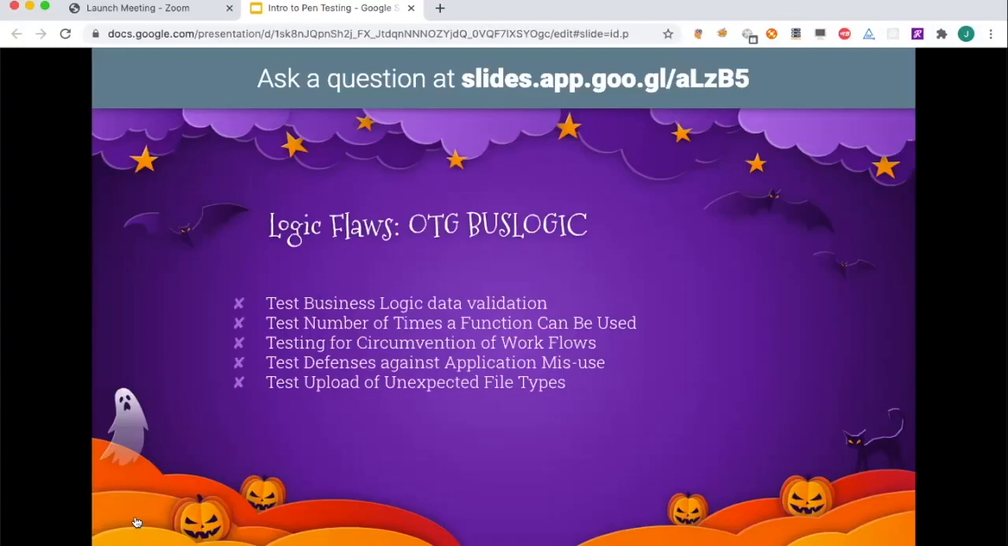So testing the business logic data validation, test the number of times a function can be used, test for circumventing workflows, test defenses against application misuse, testing upload of unexpected file types. This doesn't read as security as much to me as just testing. It is security testing, but it is impressive how many times they go over logic flaws in the OTG in this course, and how relatable it is as a QA person.